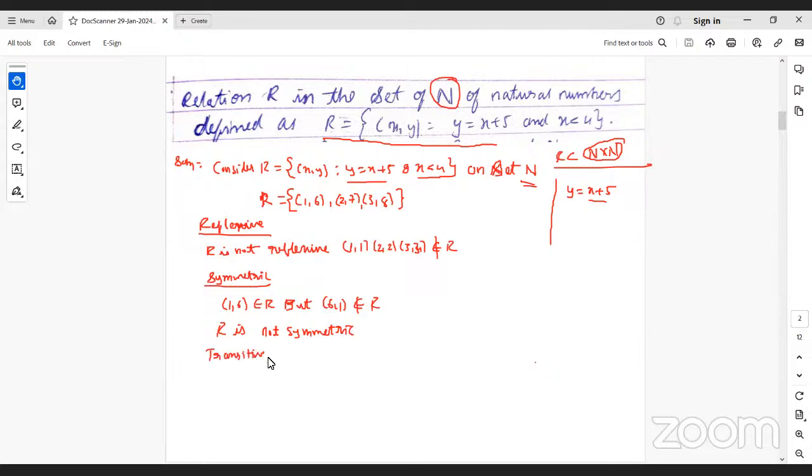Transitive. Okay, so in case of transitive relations, according to the definition of transitivity, there is a condition. What condition is there? The definition of transitivity is: if (a, b) and (b, c) ordered pairs belong to R, then it implies (a, c) also belongs to R. So if this definition is satisfied by the ordered pairs, then we can say the relation is transitive.